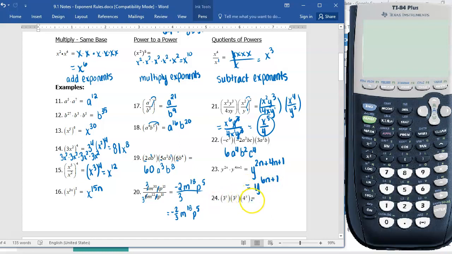Okay. For 24, I've got the same base for the first two, but I don't have the same base for the last problem. So what I'm going to have to do here is keep these separate. So I can put these two together and call it 3 to the x plus y. I can add those exponents, but I still have to have the 4 to the x over to the end because those cannot be combined.